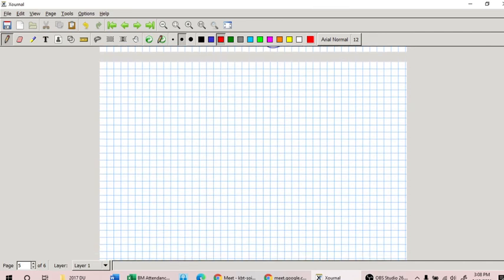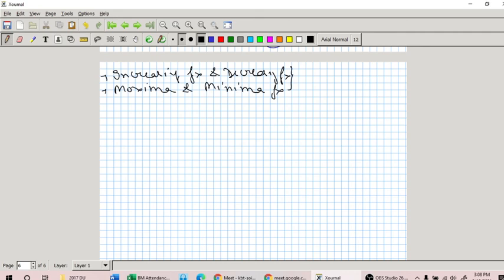So this was your increasing function, decreasing function. So we are done with this increasing function and decreasing function. We are done with the local maxima and minima function, and let us move towards some more concepts like average cost and marginal cost.